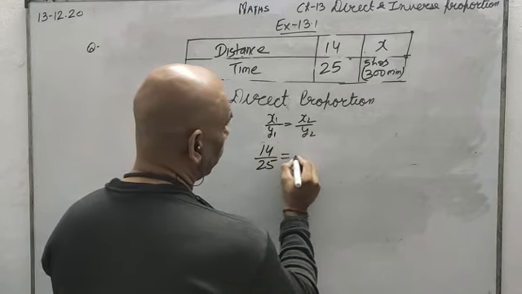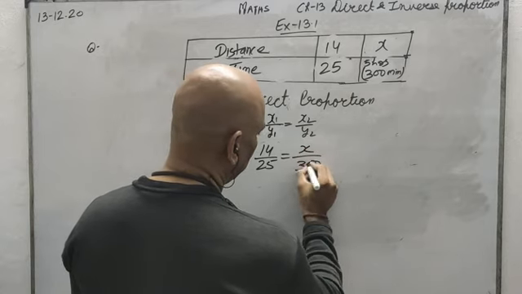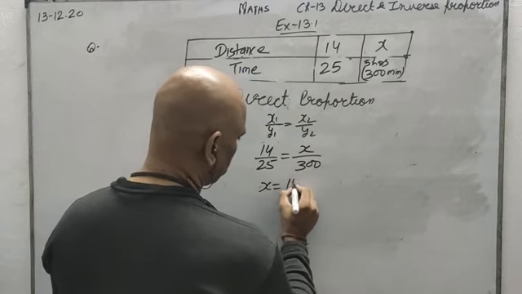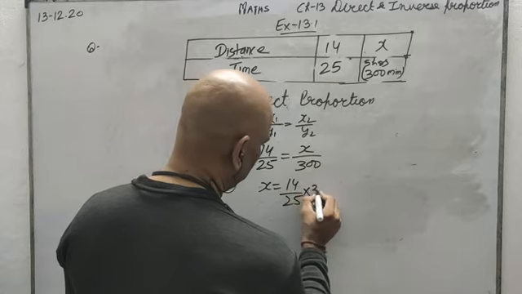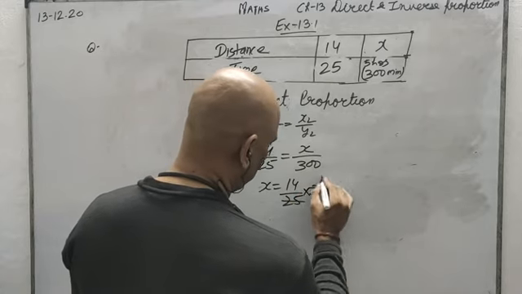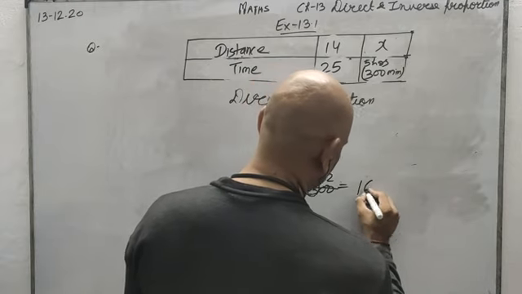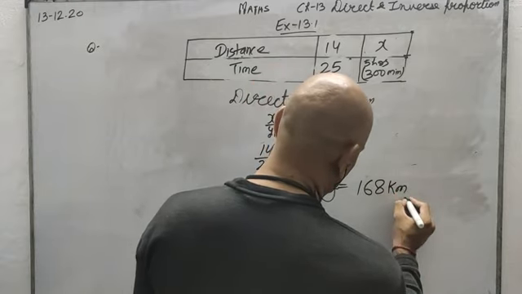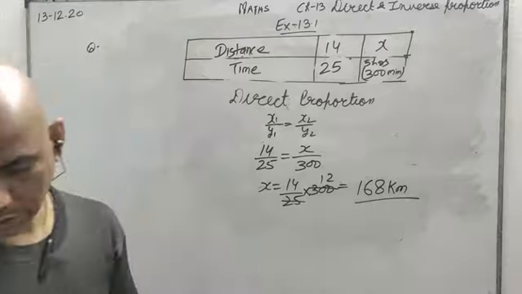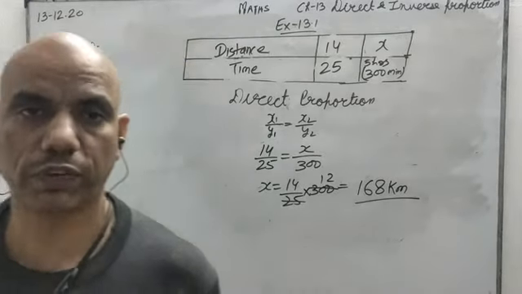14 by 25, x by 300. So x is equal to 14 by 25 into 300. 25 12s, and 14 12s is 168 kilometer. So this way our 13.1 is finished.